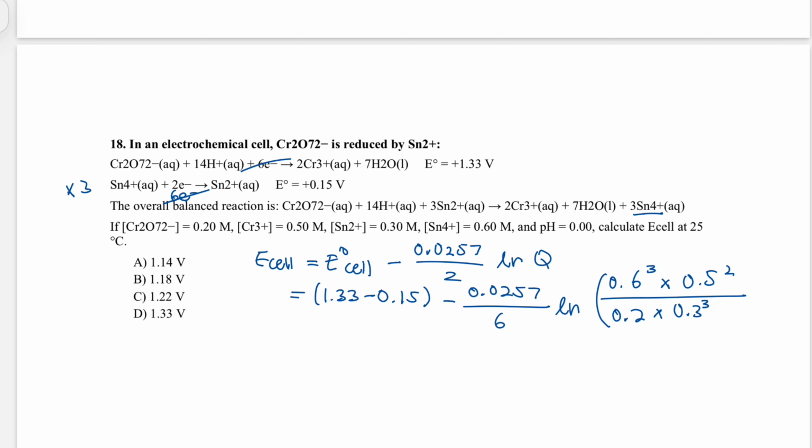And then for H+, they don't directly tell us what the concentration is, but remember they gave us the pH, and we know that the concentration of H+ is 10 to the power of negative pH, or just 10 to the 0, and then anything to the power of 0 is 1. So just multiply it by 1. And then this will be to the power of 14 because the coefficient is 14, but doesn't really matter. And then when we calculate this, you should get around 1.18 volts, which is option B.